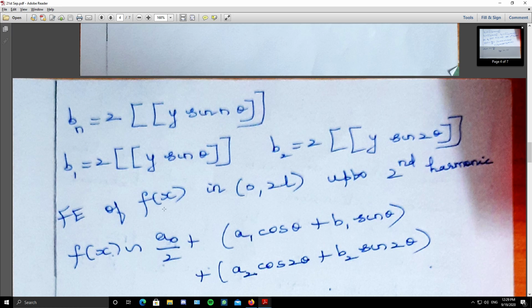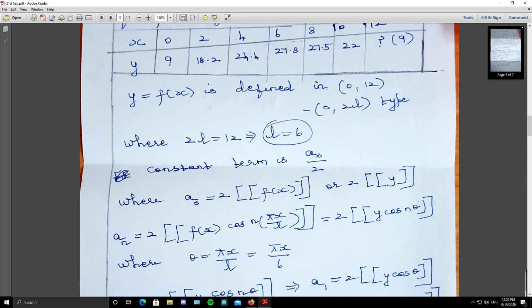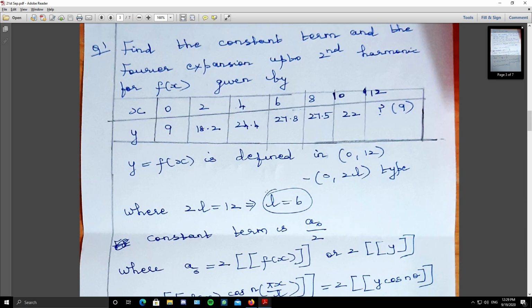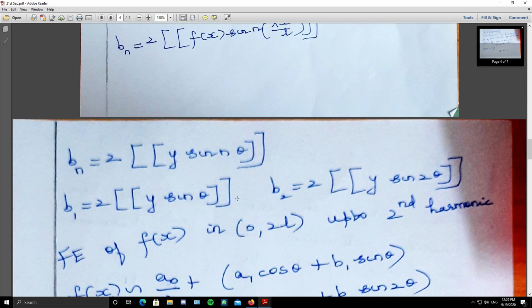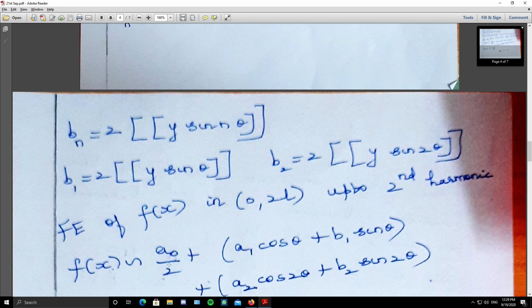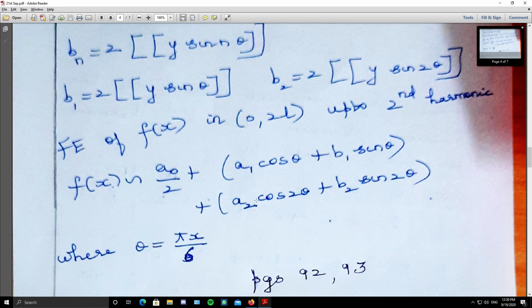Then we have the Fourier expansion of f of x in the open interval 0 to 2L up to the second harmonic, as you are asked to find up to the second harmonic. So that is why I am taking it like this. So f of x equals a naught by 2, the constant term, plus first harmonic a1 cos theta plus b1 sin theta, plus second harmonic a2 cos 2 theta plus b2 sin 2 theta, where theta is pi x by 6.